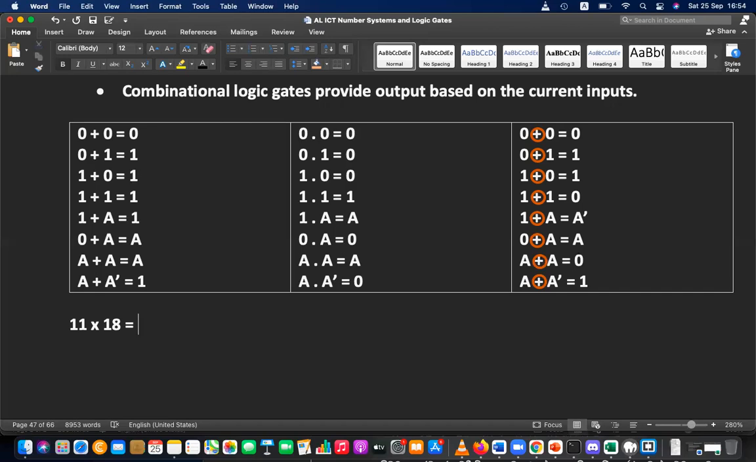Shall I teach you from patterns? 11 into 18. You write 18 and again you write 18. And this is the answer. That is equal to 198. So see how easy patterns are.